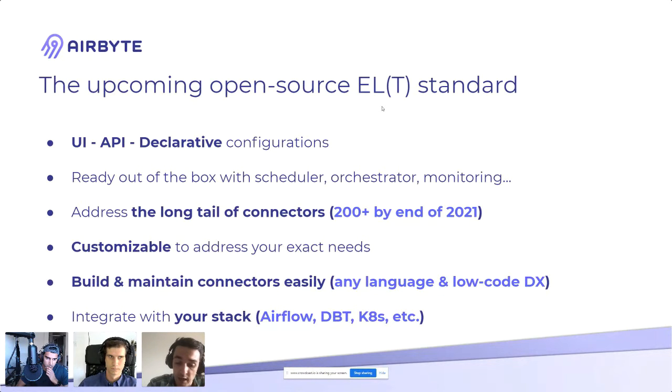Currently, we have 60 pre-built connectors, but you can also contribute your own. But we'll come back to that later. Our goal is to reach 200 connectors by the end of the year. We also integrate with the stack, so dbt right now, and you'll see that we'll work on making that better. We also integrate with Airflow, and we'll make our integration with Kubernetes better as well.